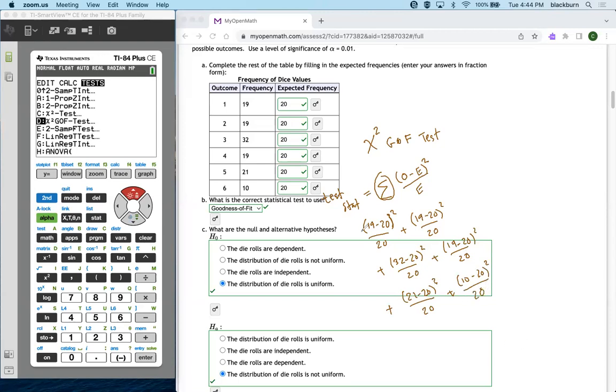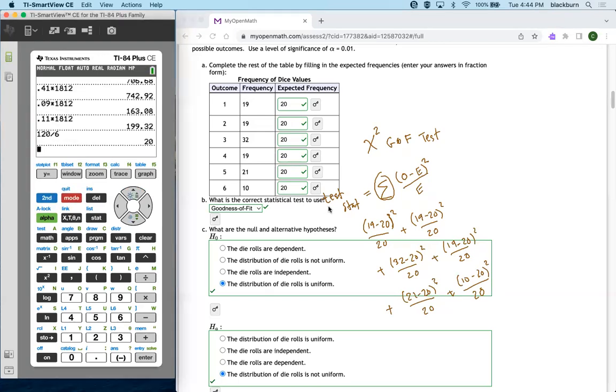So let's calculate those. I'm going to kind of do these in my head because I don't feel like typing all that in there. So here we go. 19 minus 20 is -1. -1 squared is +1. So I'm going to get 1/20 plus, same thing with 19 minus 20 is -1. -1 squared is +1. So 1/20 plus 32 minus 20 is 12. 12 squared is 144. So 144 20ths. And then 19 minus 20 squared over 20 again is 1/20 again.